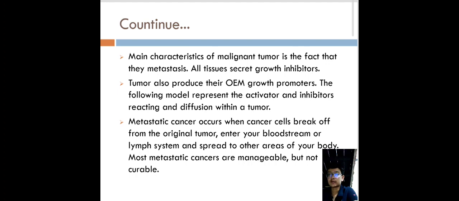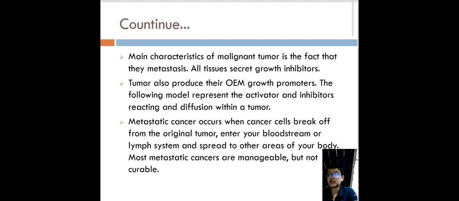The main characteristic of a malignant tumor is the fact that they metastasize. All tissues secrete growth inhibitors. Tumors also produce their own growth promoters. The following model represents the activator-inhibitor reacting and diffusing within the tumor.